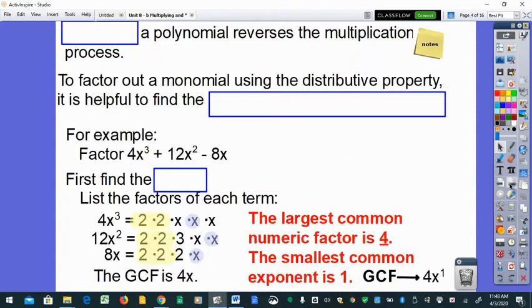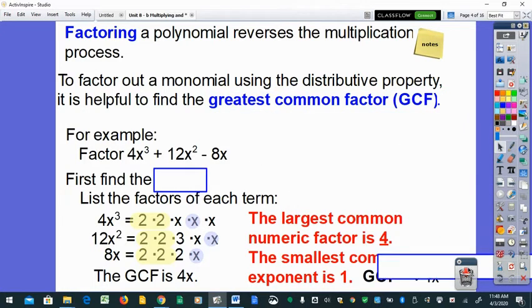It's called factoring. So when you factor a polynomial, it reverses that multiplication process. So we're first going to start to look and see what is the greatest common factor. So the GCF. So to factor out a monomial using the distributive property, it's helpful first to find what's called the GCF, the greatest common factor.